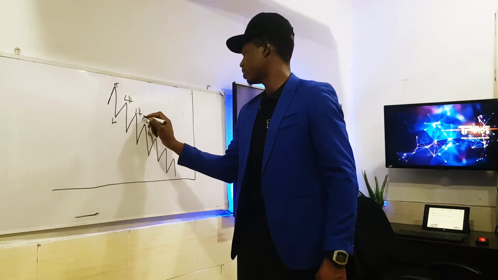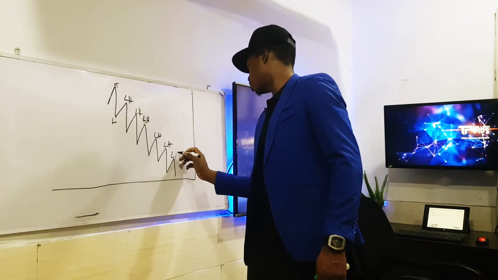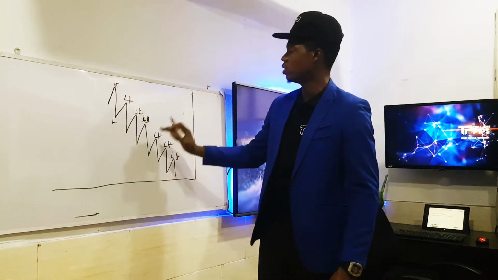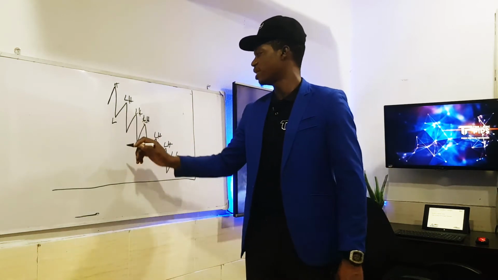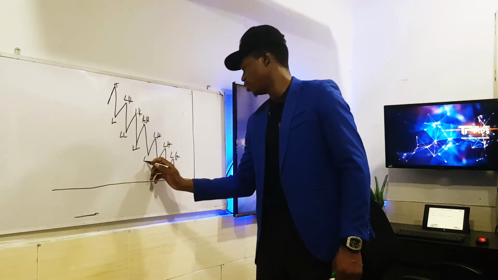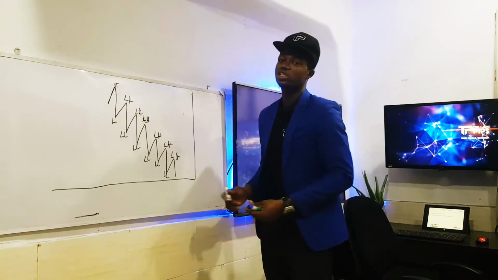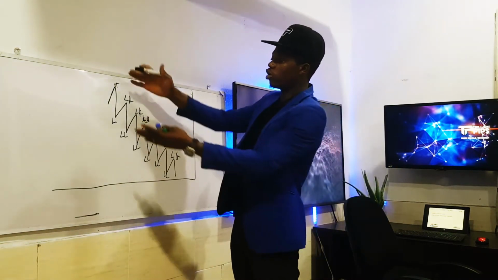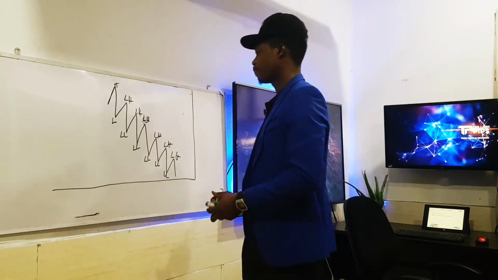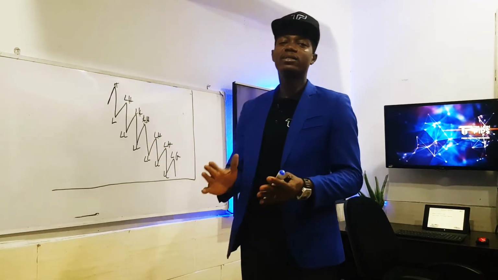A lower high, LH. Lower high, lower high, lower high. That means this high is lower than this one. This one is lower than this. Then the lows keep getting lower. So we have a lower low, a lower low, lower low, lower low, lower low. And if you check it, you discover that the overall direction of the market is going down. And that's why we call it a downtrend. So in a downtrend, the market keeps making lower highs and lower lows.